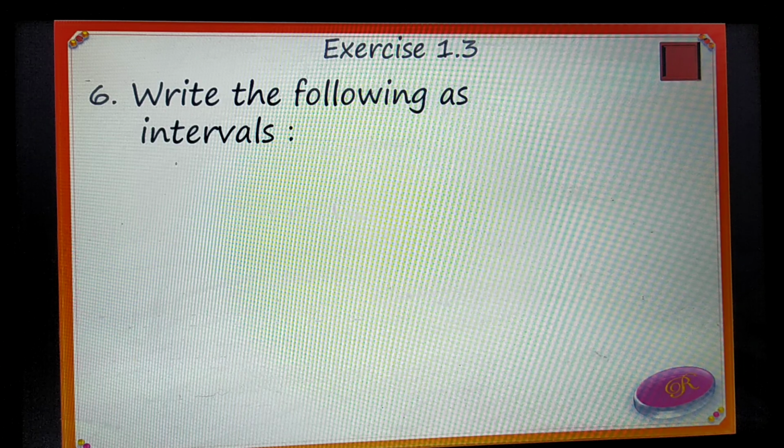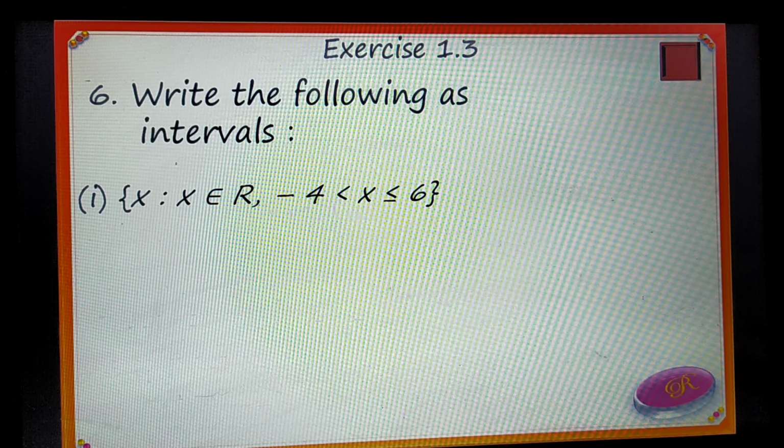Question number 6. Write the following as interval. First set is set of all x such that x belongs to R, minus 4 is less than x is less than or equal to 6. Solution. Open interval from minus 4 to 6, including 6 and excluding minus 4.